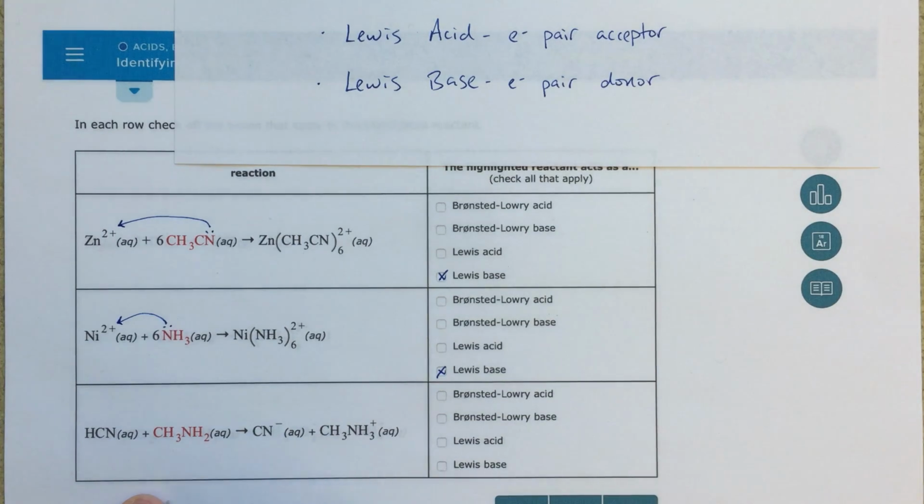Finally, we get to that H+ that we're used to. Here we've got a weak acid, HCN, reacting with a weak base, CH3NH2, to give us the conjugate base of HCN, and then the conjugate acid of this CH3NH2.